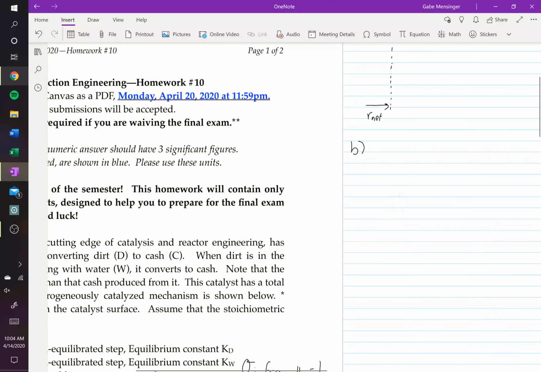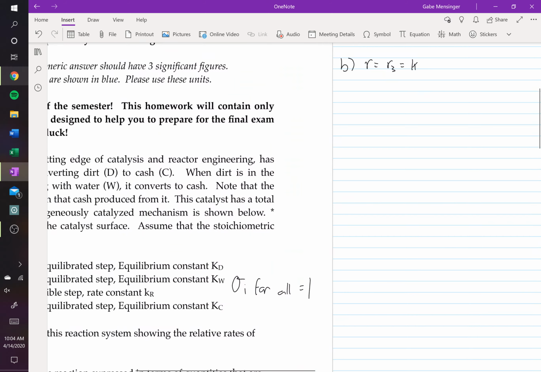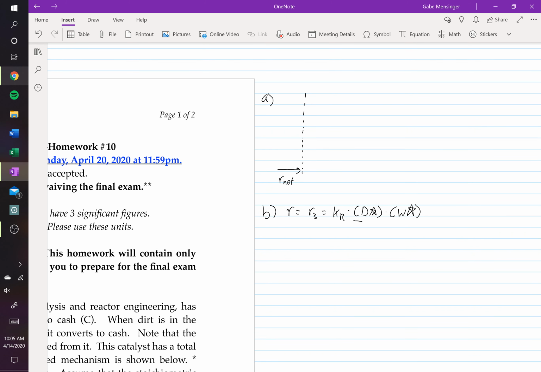All right, so we can say that R is equal to R3. R3 is just equal to kR times our D star times our W star. And then since we have two surface species, we have to divide by the CT. If we only had one, we wouldn't have to divide. Let's say we had three surface species, we would have to divide by CT squared.